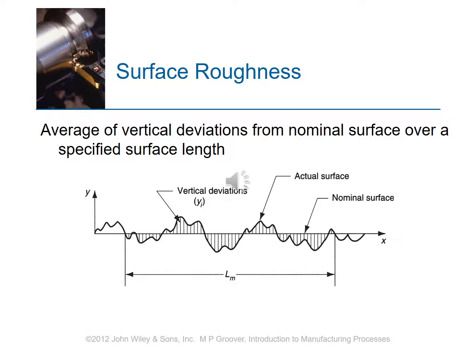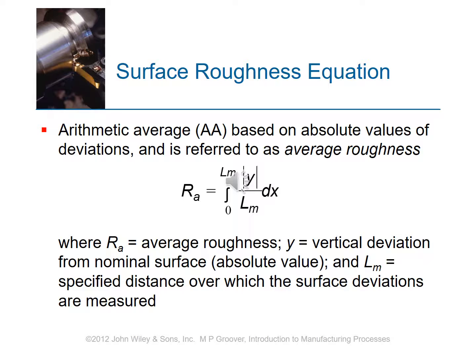When we take that stylus and run it across the surface, we'll get these dimensions. We'll get the vertical deviations from the nominal surface, and we'll be able to tell just how rough it is. So we take a length, that L sub m, and we'll measure it, and then we can come up with a term for how rough it really is. And there you go. This is how you do it.